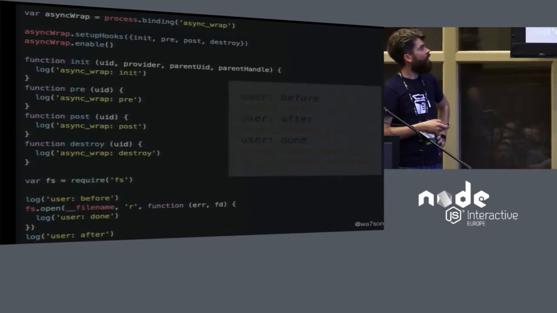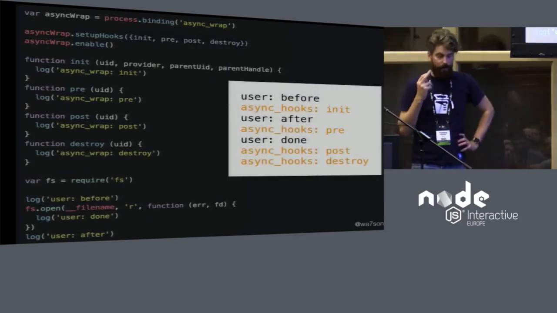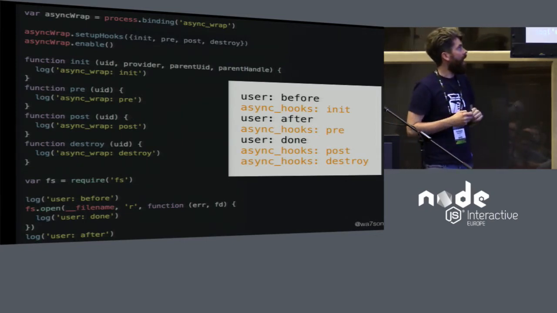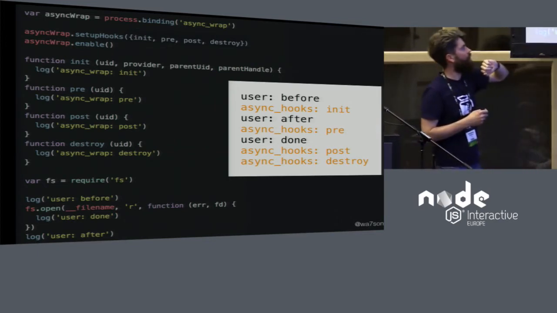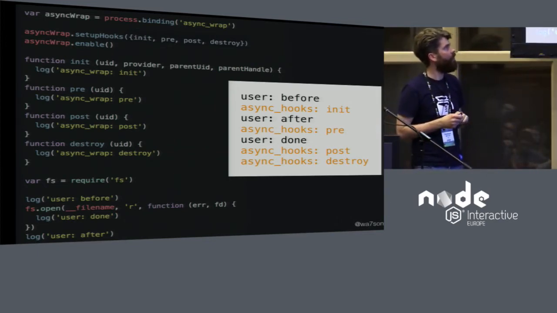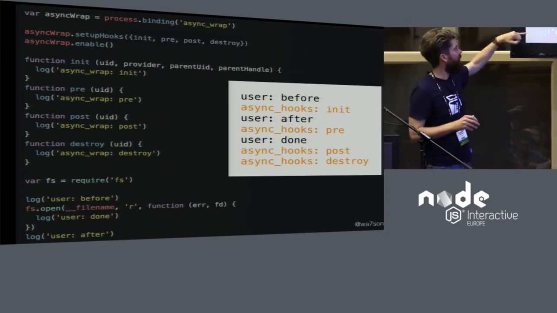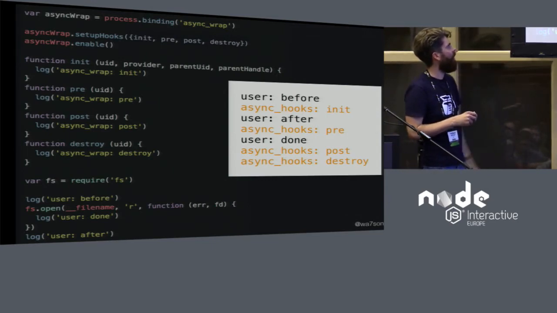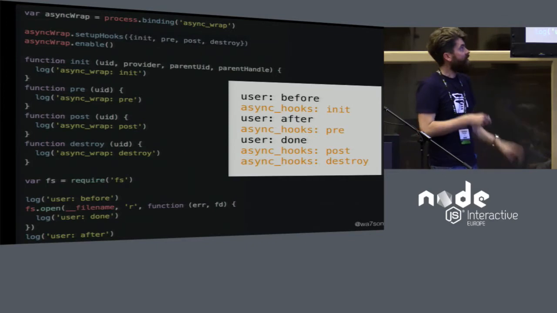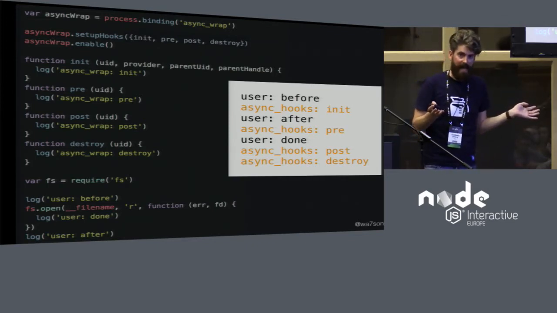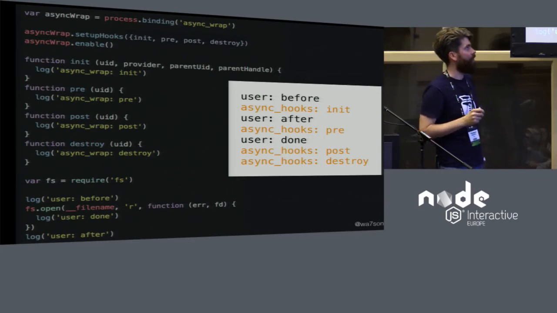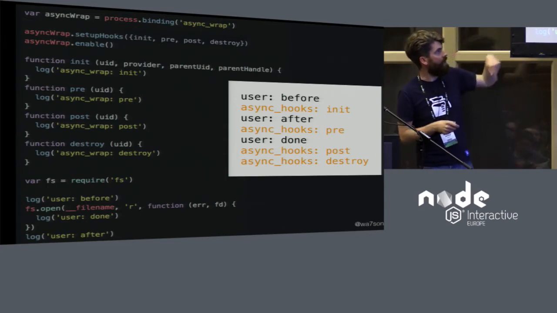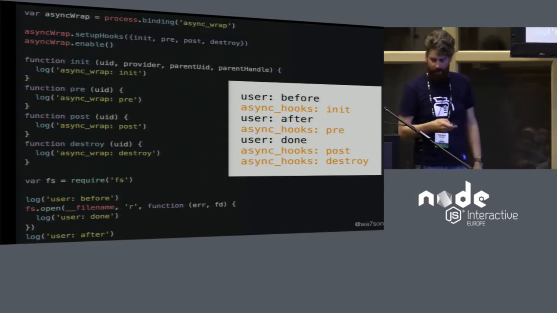Here we have the whole code. So first you'll see user before. That's like this line here, just before fs.open. And then here we are queuing a callback. So you'll see the init hook being called. And then right after the init hook is called, now we're down here. We haven't really done anything with the file yet or tried to read it. We're running synchronously down through the JavaScript. And then at some point, the file system responds back, saying, oh, I have a file descriptor here. The pre-hook is called just before the callback here is called. Then the callback is called, we see done. Then the post, and then at some point, you'll see the destroy.